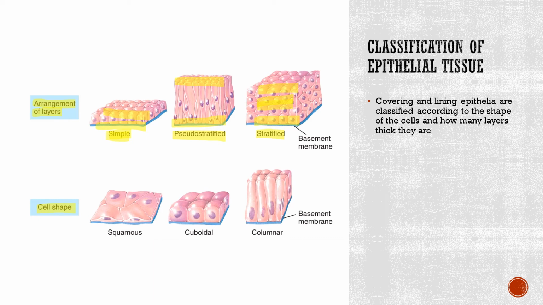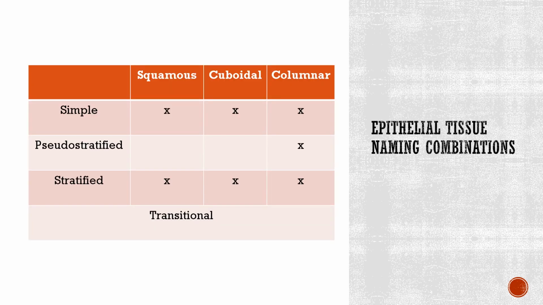Cell shape, squamous just means flat. Cuboidal is cube-shaped, and columnar is column-shaped. Here's a nice little table that kind of shows the different shapes and arrangements that can go together. So simple arrangement, remember that single layer, they could be either squamous, cuboidal, or columnar. Pseudostratified is the only one that can only be columnar in shape. And then stratified could be either shape as well.